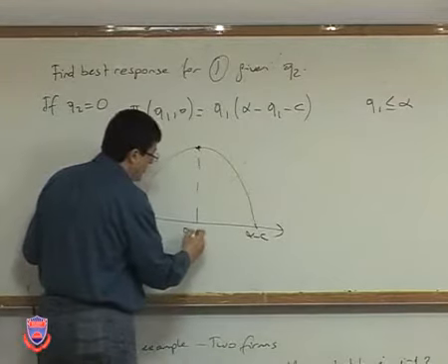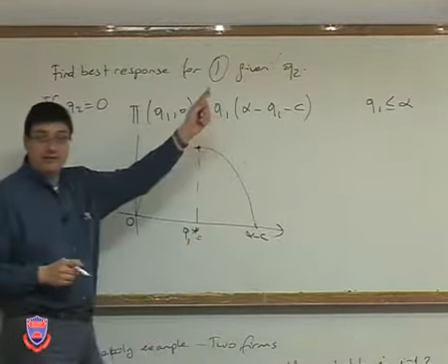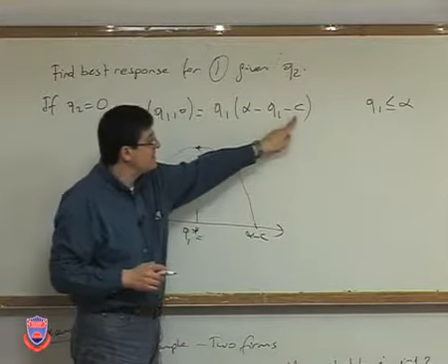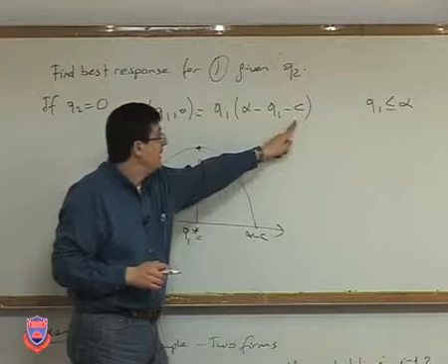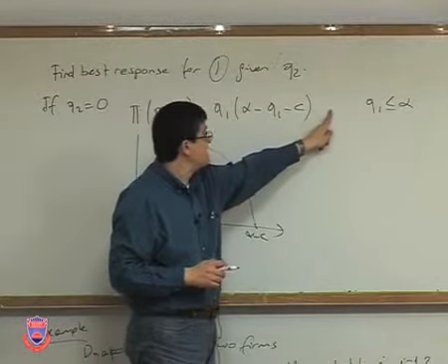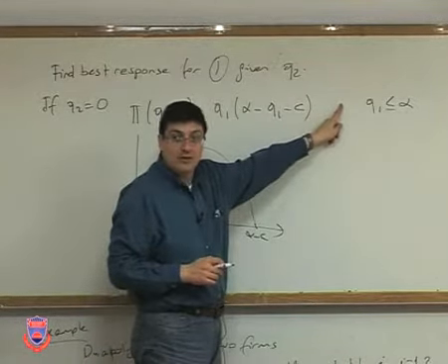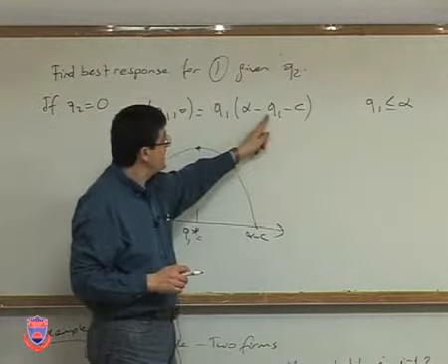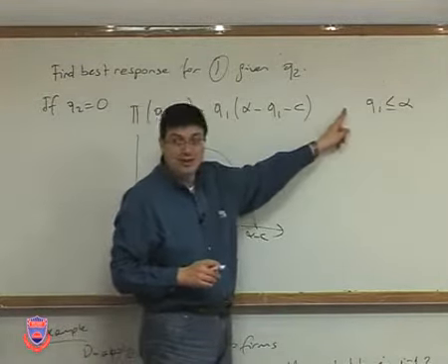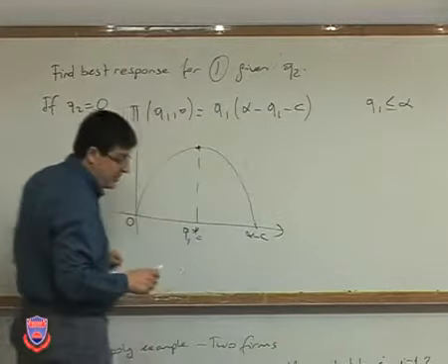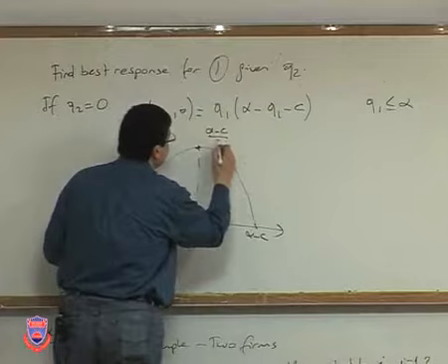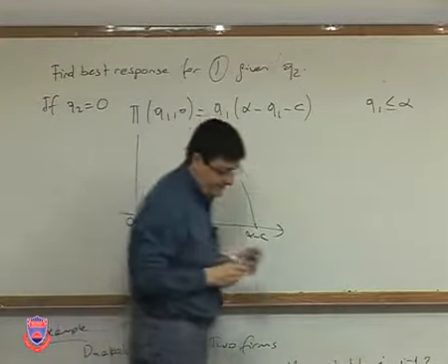So for Q1 optimal, you take the derivative of this term with respect to Q1. So this is alpha minus Q1 minus C. And then we have the minus 1 times Q1, minus Q1. So Q1 is going to be simply alpha minus C divided by 2.